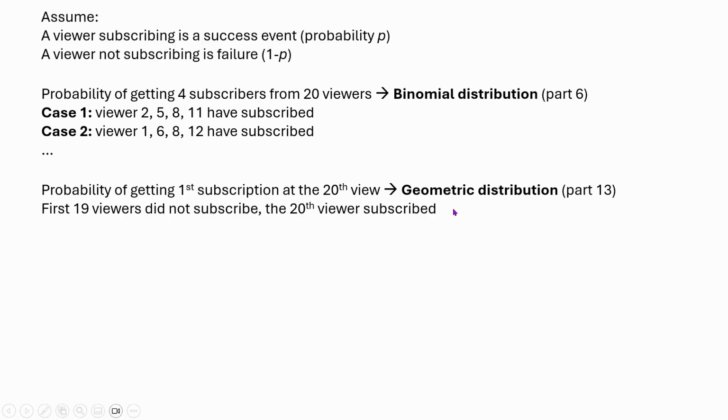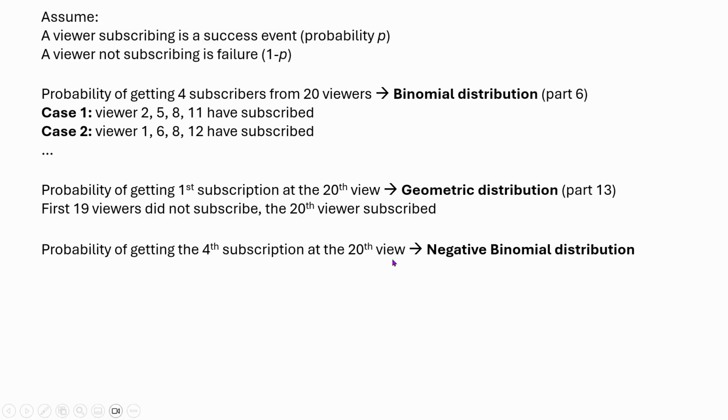So now let's look at the negative binomial distribution. So that is something like this. Probability of getting the fourth subscription at the 20th view. Understand that this can be confused very easily with the binomial distribution. In the binomial distribution, we can get these 4 successful events from any place from the 20 events or 20 viewers. But here, the fourth success has to happen at the 20th view. So it's basically a combination of binomial and geometric distribution.